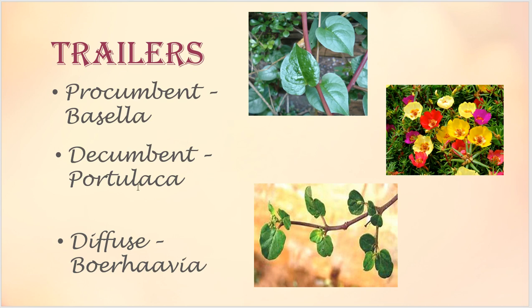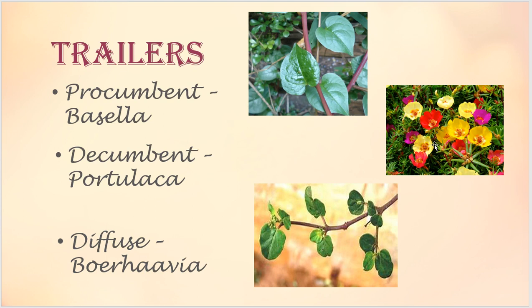And then the decumbent type of trailer, the best example is Portulaca, kind of plants. They are the decumbent type of plants. So what happens in decumbent? They are horizontal for some length, and after that they straighten up and grow upward, and then they produce the floral parts there. So that is decumbent.